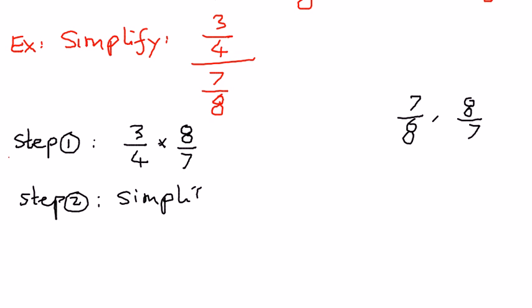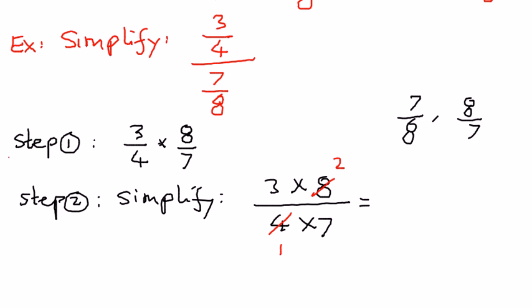Let's write this thing down. Simplify. So 3 times 8 divided by 4 times 7. When we see numbers in the numerator and in the denominator which are multiples of one another, we can simplify them some more. So here we have a 4 in the denominator, we have an 8 in the numerator. So 8 is a multiple of 4. 4 times 1 is 4, 4 times 2 is 8. So now this is what we need to simplify: 3 times 2 divided by 1 times 7. 3 times 2 is 6, 1 times 7 is 7.